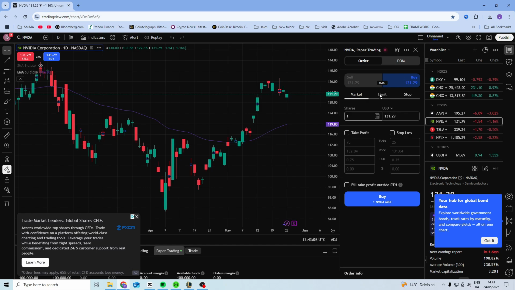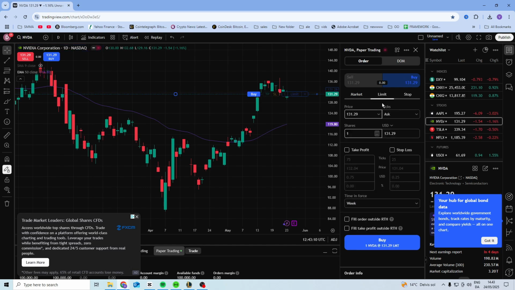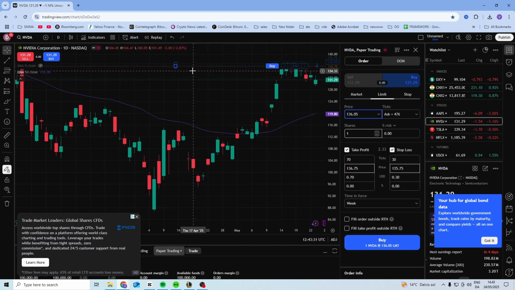A limit order, however, is the one I usually use. This means that it will buy it or sell it at a price that you can choose. So let's say I want to buy it when it reaches 136. I can say at 136 I want it to be bought. I want to take profit and stop loss. And then you can drag on these. So let me just put this back, 136.